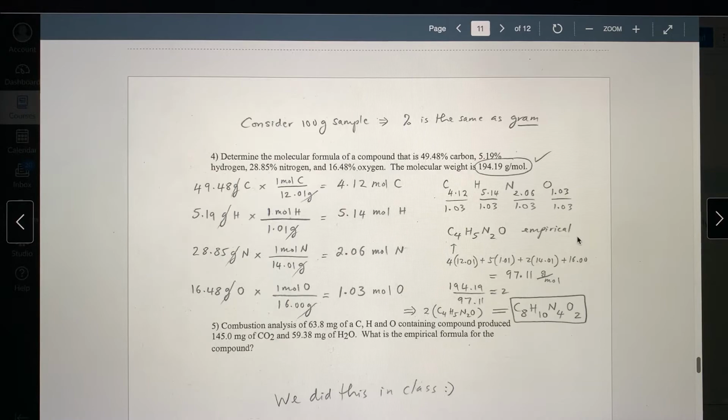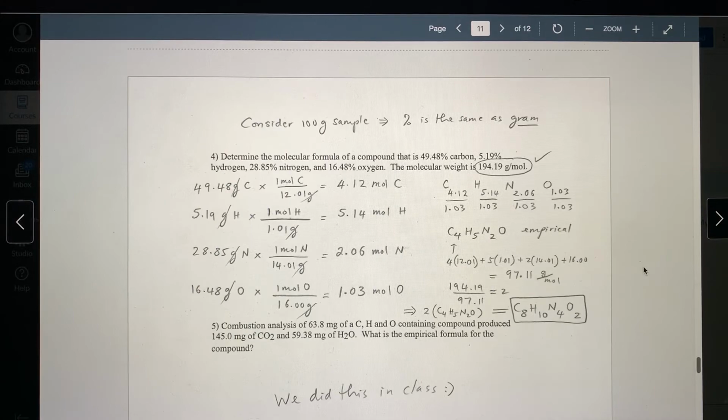In organic chemistry, this happens all the time, you know. But in general chemistry, the empirical formula is often also the molecular formula. For example, sodium chloride, magnesium sulfate, MgSO4. That's the empirical formula. It's also the molecular formula. So it's the same in that case.